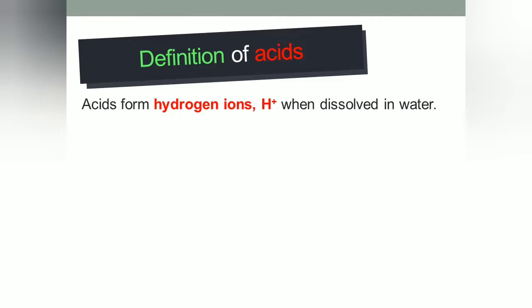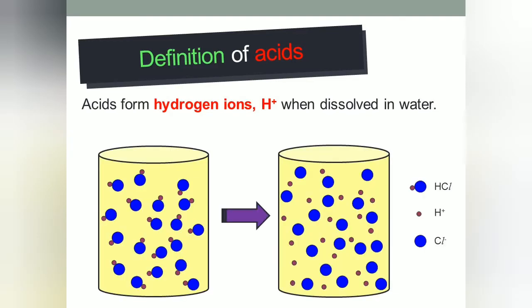So, what exactly are acids? Acids form hydrogen ions when dissolved in water. As seen in the diagram, the hydrogen chloride molecules dissociate to form hydrogen ions and chloride ions. The hydrogen ions are the ones that give acid its acidic properties. So, when acids are not in aqueous solution, they actually do not display acidic properties.